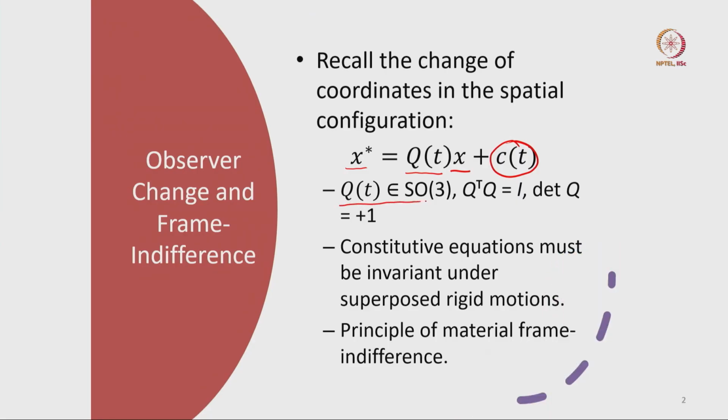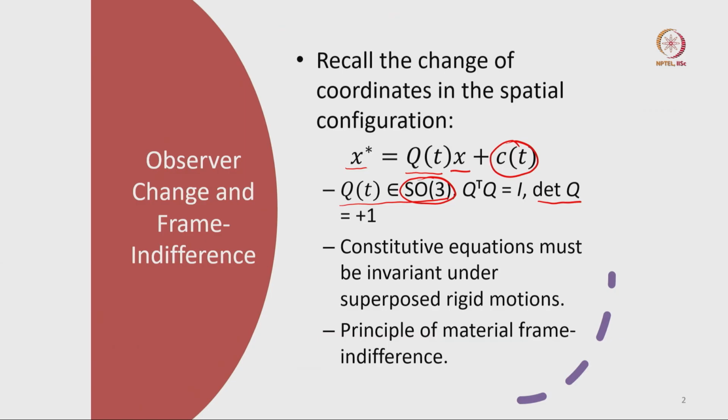Specifically what this means is that Q(t) is a special orthogonal matrix or transformation. It means that Q transpose Q is I, that it is orthogonal. Its determinant is +1 and not -1. And this SO(3) means it's a special orthogonal group of all such rotations. For example, if you think of the identity of this group, it is just the identity rotation, that means no rotation at all, okay. So that also belongs to SO(3), this group.